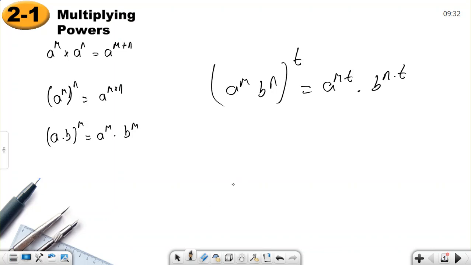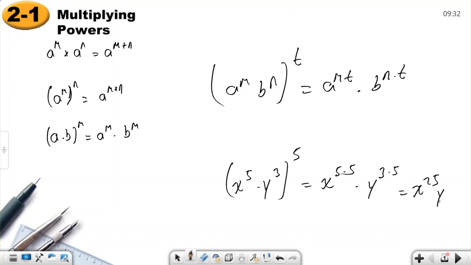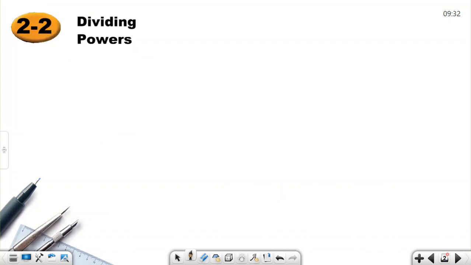Let's write an example. x to the power of 5 multiplied by y to the power of 3, all to the power of 5, that's going to be x to the power of 5 times 5, multiplied by y to the power of 3 times 5, that's x to the power of 25, y to the power of 15. That's how we multiply powers. Those are the rules. We will solve some examples after writing the rules for dividing powers.